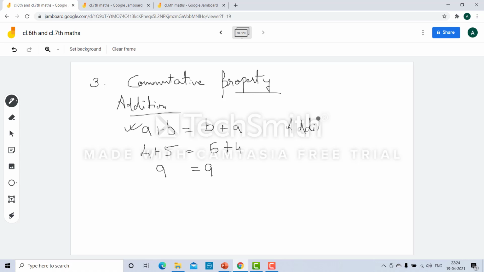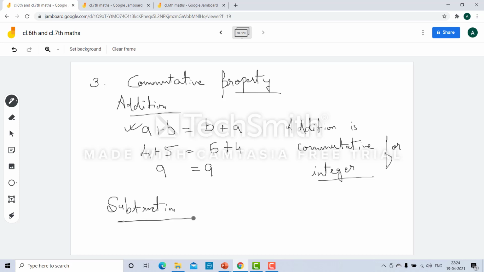Addition is commutative for integers. Okay. So, this is for the addition, children. Now, we will discuss it for subtraction. Suppose I am subtracting two integers. Suppose it is a minus b. That will not be equal to b minus a, children.